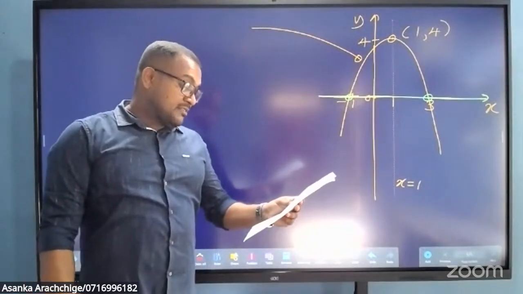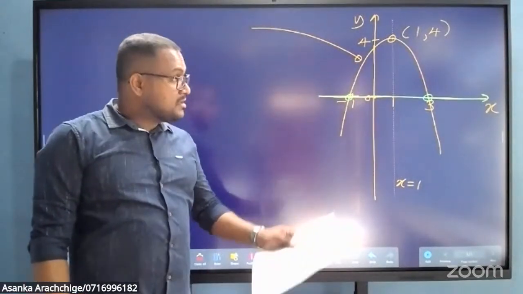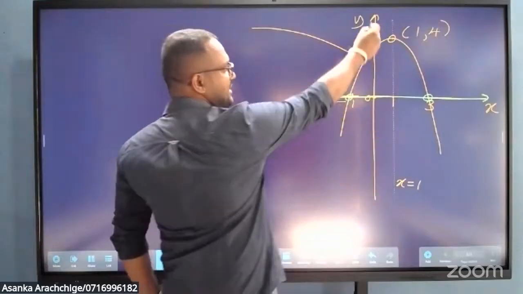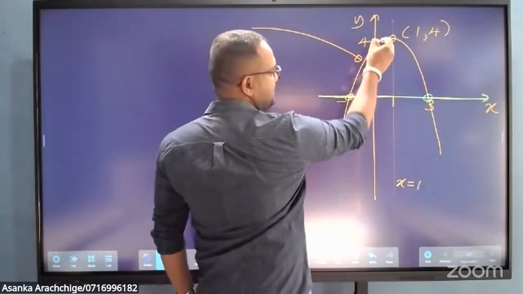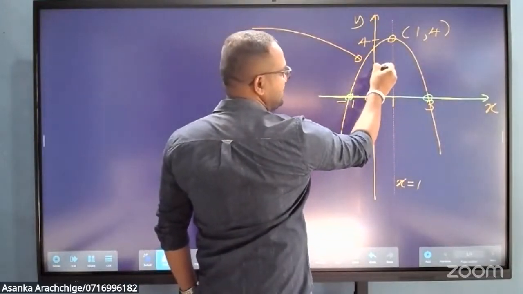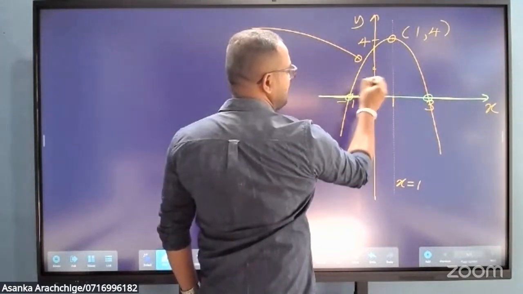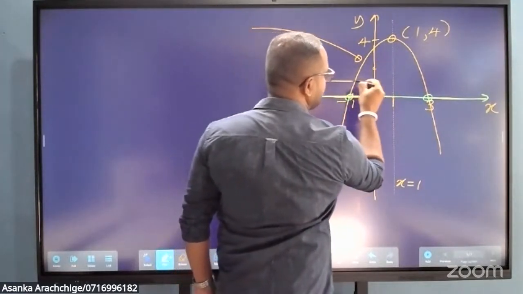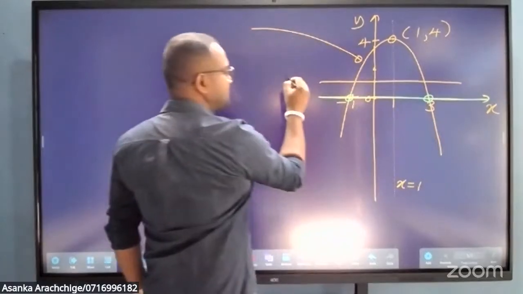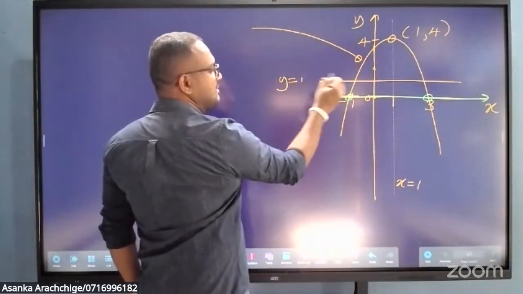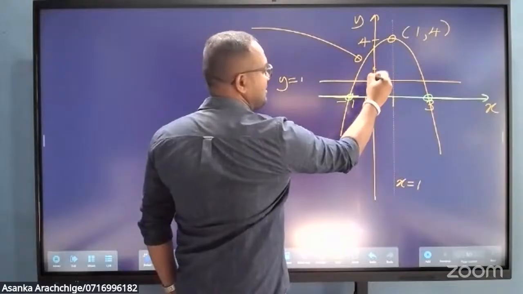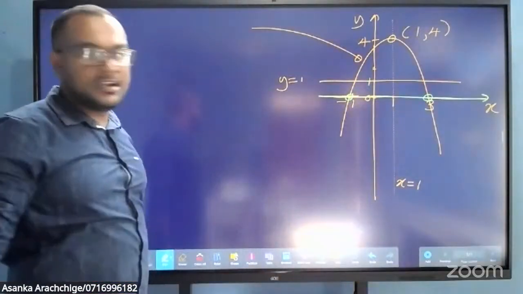Let us take the line y equals 1. This is the y axis. This is 4. Then 2 must be here. Then 1 must be here. Now this is the region of y equals 1. මේ තමයි y සමානයි 1 කියන region එක. හරිද?